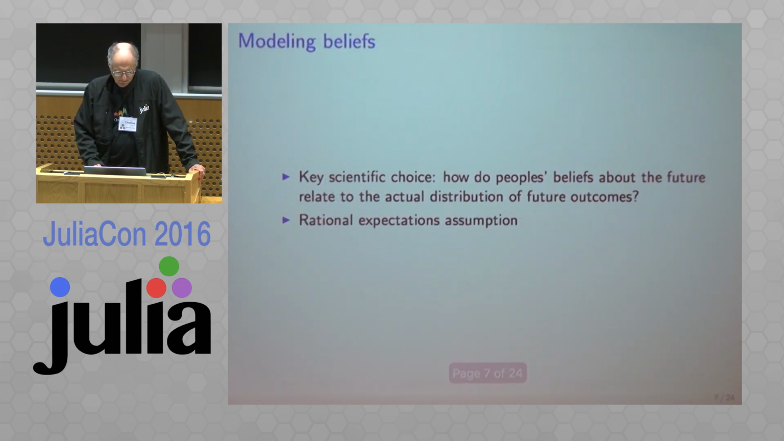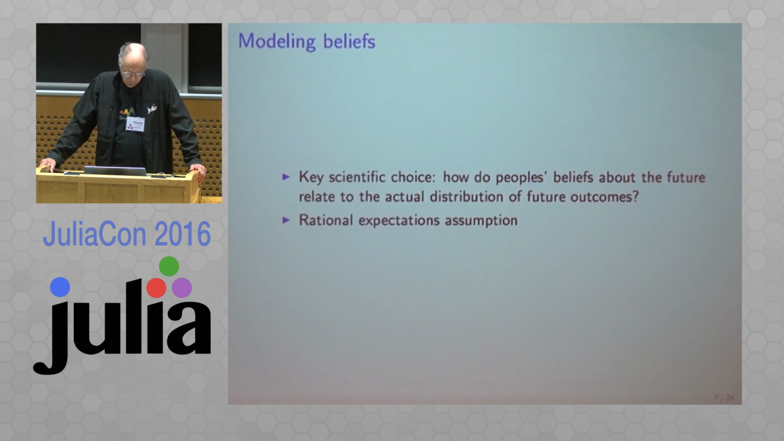Okay. So, modeling beliefs. Now here's a choice, and this is going to be ruthless. It's going to be ruthless and wrong and scientifically very useful, just like a lot of things that physicists have done. So the key scientific choice is, how do you model people's beliefs about the future? How do their beliefs relate to the actual distribution of future outcomes?